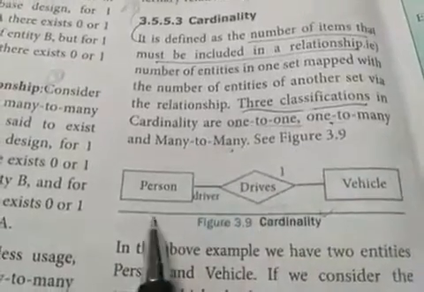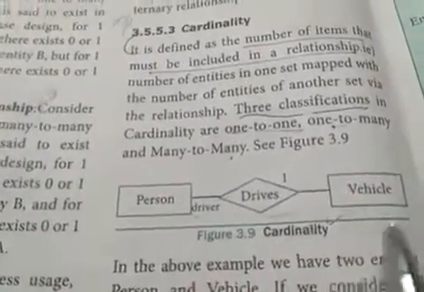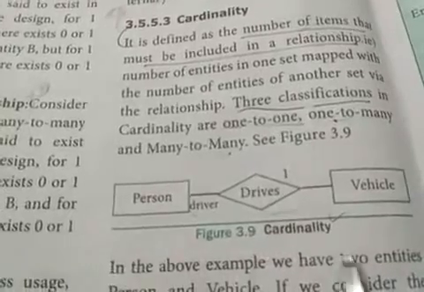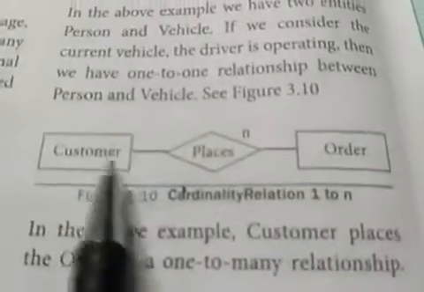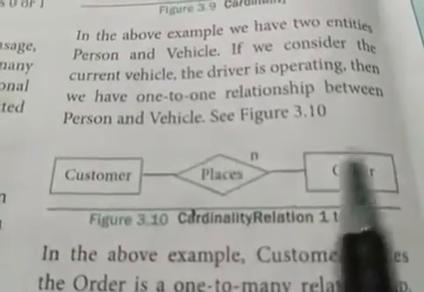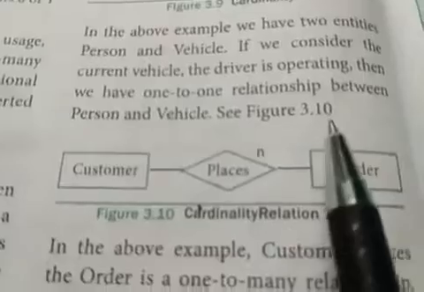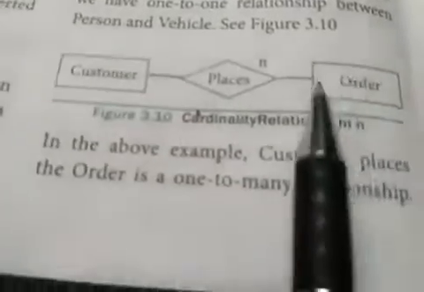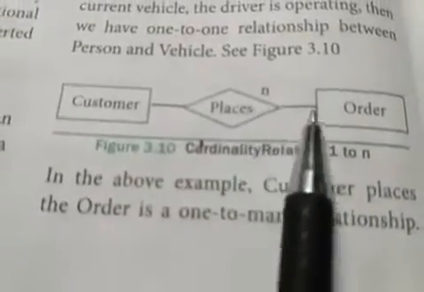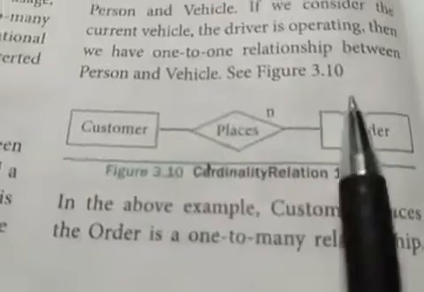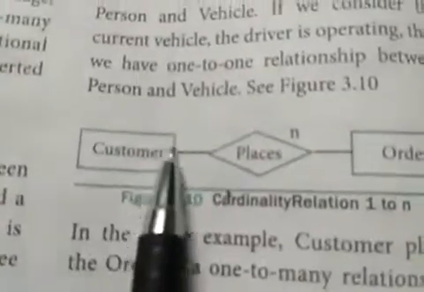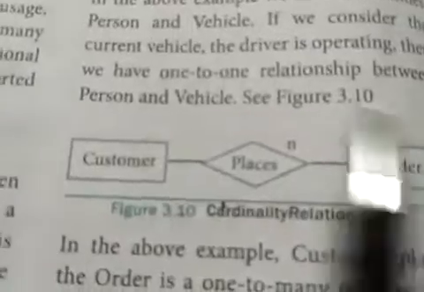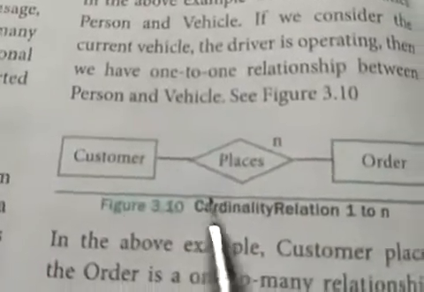So here the three classifications of cardinality are 1-to-1, 1-to-many, and many-to-many. In this diagram they have shown how many. If we consider that the current vehicle is driven by a driver now, then it is said to be a 1-to-1 relationship. The next example is customer places order. A customer places a number of orders. I can buy a mobile and I can buy a laptop, and at the same time I can buy a biscuit. So a customer can place n orders. Here a number of items are related with only one, so the cardinality is 1-to-many.